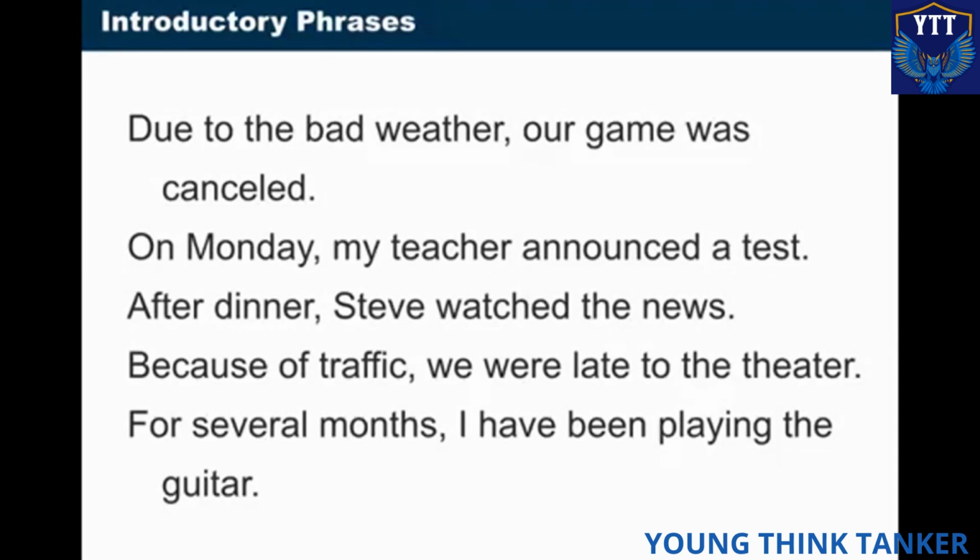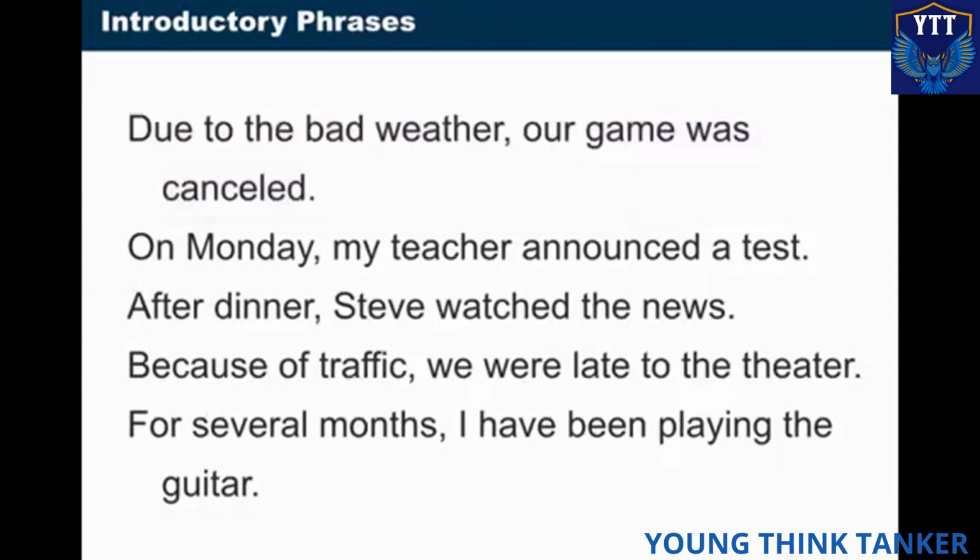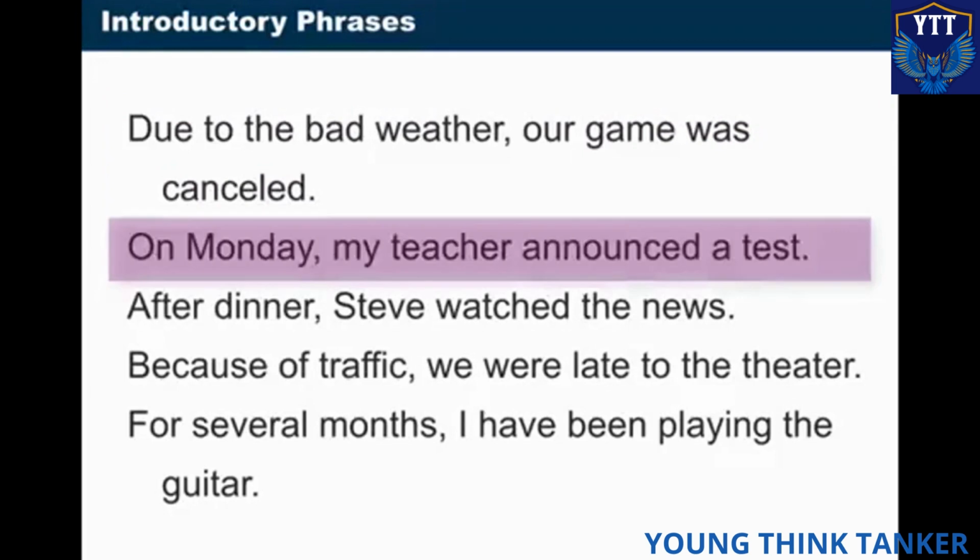Look at the first sentence. Due to the bad weather, our game was canceled. Due to the bad weather is an introductory phrase. We can take this off and we still have the sentence, our game was canceled. That's your main clause. So the introductory phrase comes before the main clause and you put a comma to separate them. In the next sentence, on Monday, my teacher announced a test.